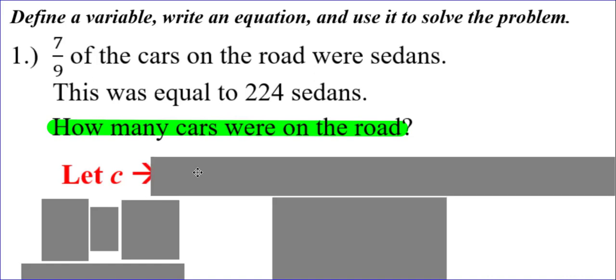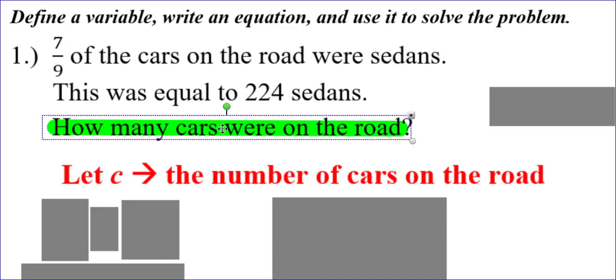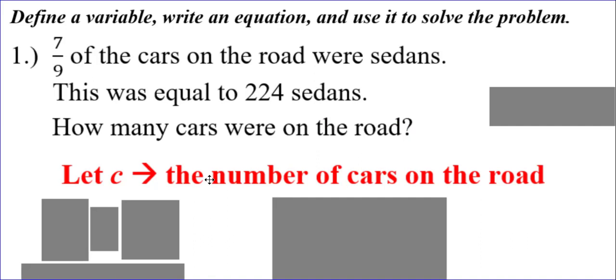So let's write down let C, and then you can draw an arrow or you can put an equal sign. I've seen it done both ways. And then let's use the exact same words that we see here in the problem. And that is how many cars were on the road. Or you can word it the number of cars on the road. You can say the amount of cars on the road. Any type of wording like that represents the unknown number of cars that happen to be on the road. And that's what we're asked to solve for. That is what our variable is going to represent.